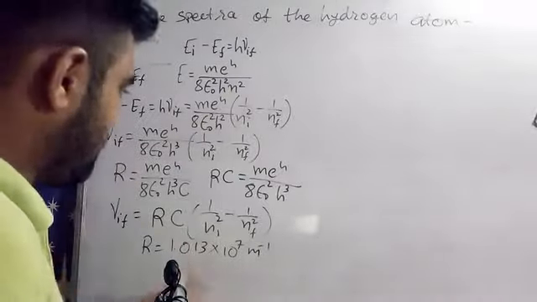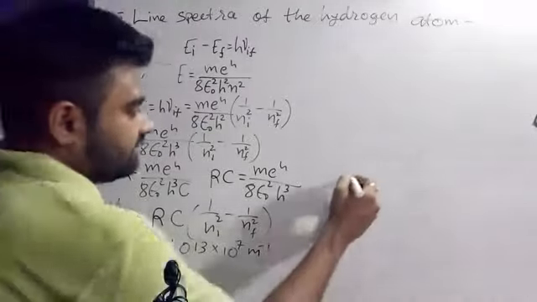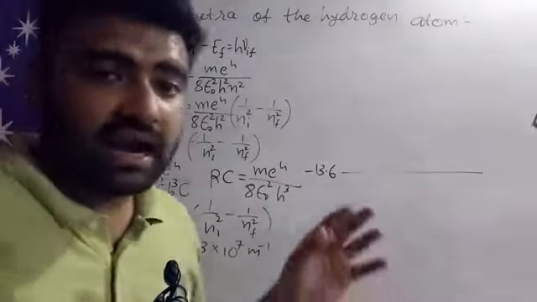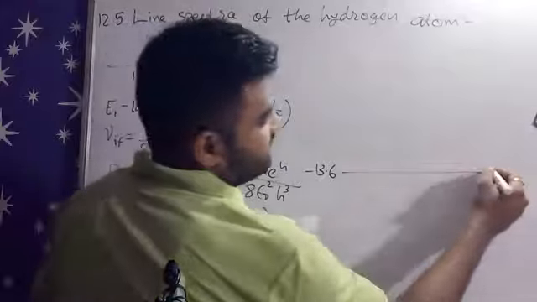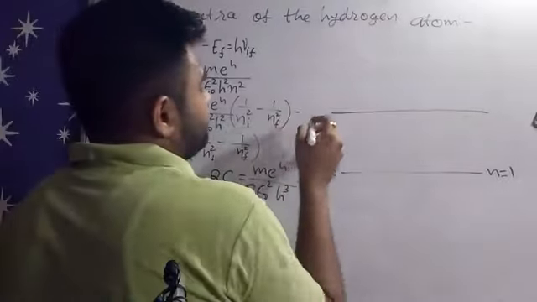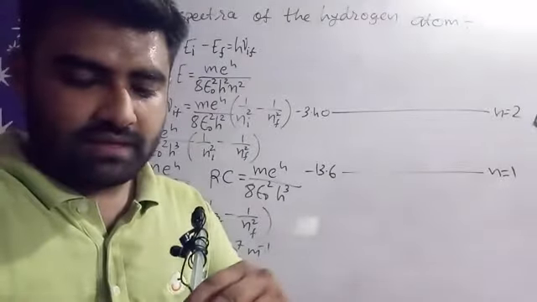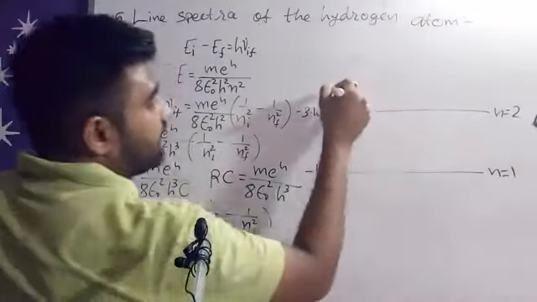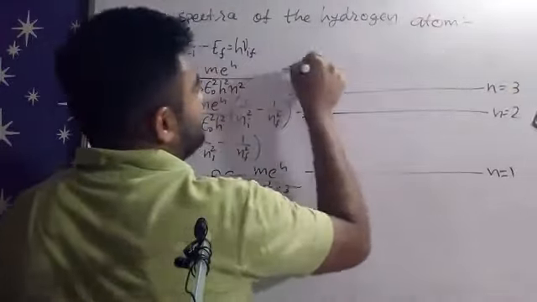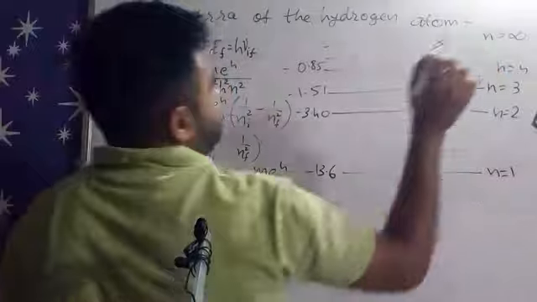Now after all these theoretical terms, we start from the energy levels. Minus 13.6 is our ground state, which is n equal to 1. Then minus 3.40 is n equal to 2, then minus 1.51 is n equal to 3, then minus 0.85 is n equal to 4, and so on up to n equal to infinity.